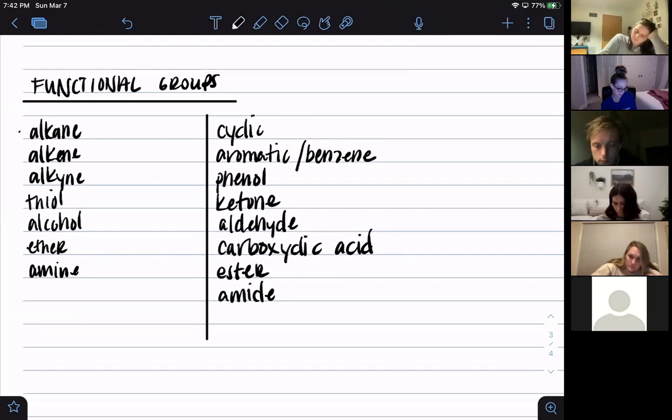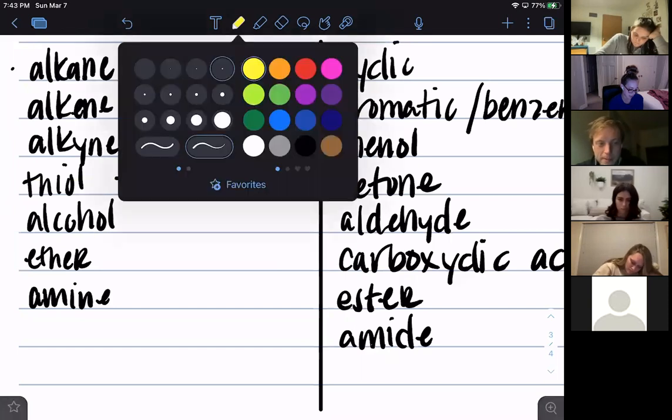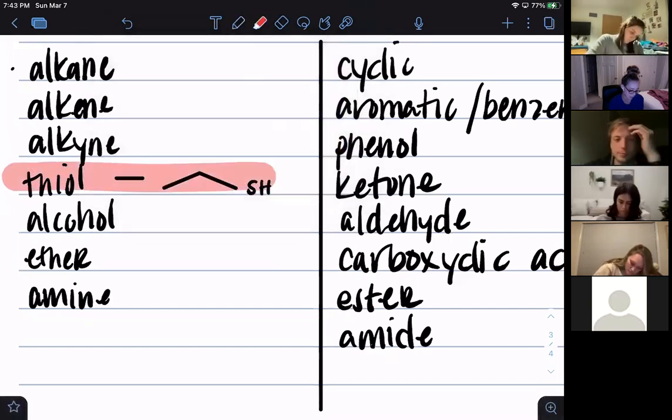Okay, those are all of them that you need to know. This one I will demonstrate for you here. It's really weird. It's just a carbon, carbon, carbon, and then shh. Shh. That's literally how I remembered it, because when I was taking organic chemistry I was like, how am I supposed to memorize this? Shh. It's weird.